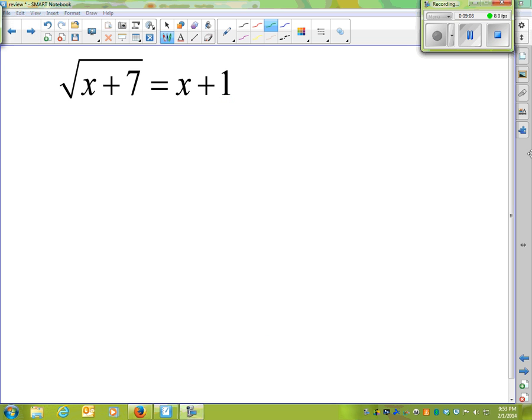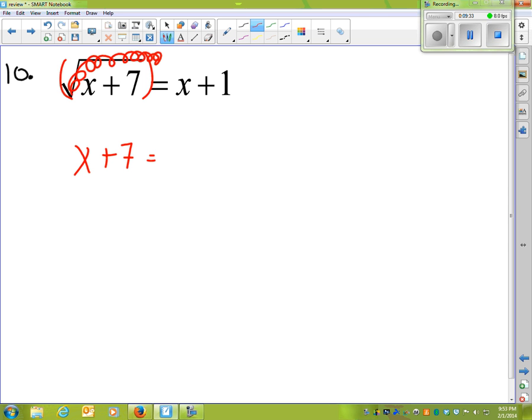Moving on to number 10. What do we do now when we have a binomial on the other side? Well, to get rid of a square root, we are going to square. Squaring a square root makes the whole thing disappear. So I am left with x plus 7, exactly what I want. If I square one side, I have to square the other side. X plus 1 is a binomial. It is together. In order to square, you have to keep them together.